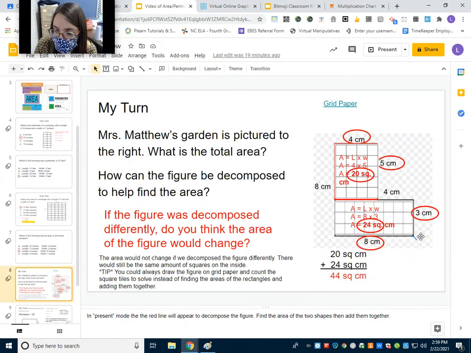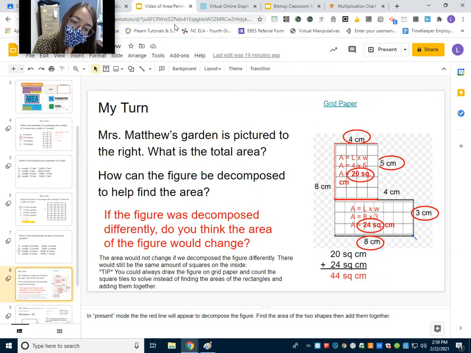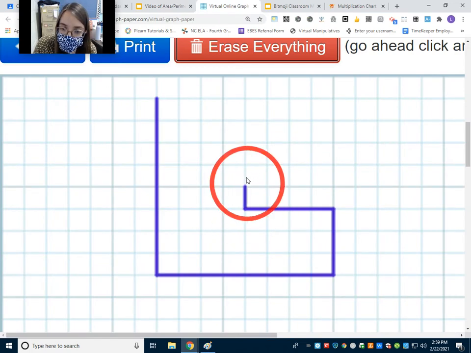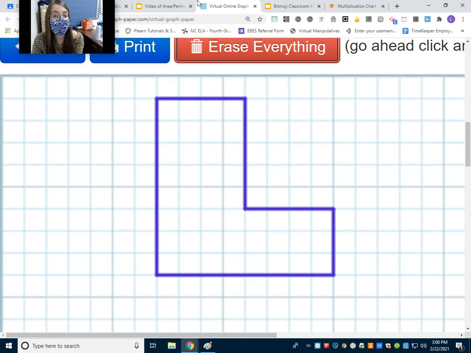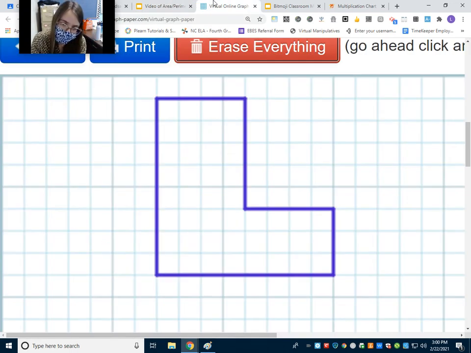Then it goes 3 up, 4 across. So I'll go 3 up, 4 across. Then we go 5 up and 4 across to meet. So 1, 2, 3, 4, 5, and then 4 across to meet. And I've recreated the exact same rectilinear shape here.